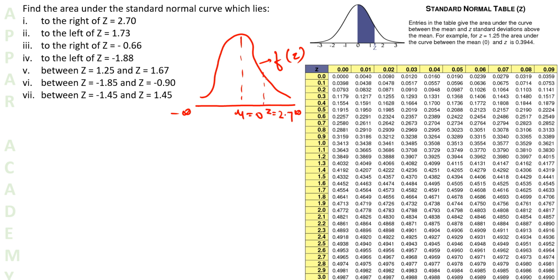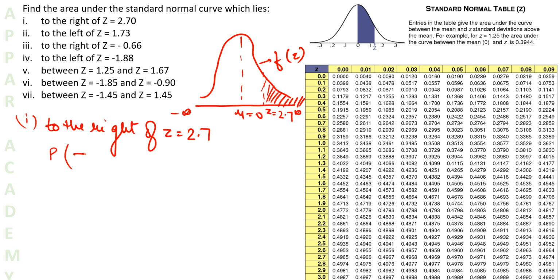We need towards the right, so we need this area, right? So let me write it. First part is to the right of z equal to 2.7. Marking this area, can we say this is nothing other than the probability that z is greater than 2.7? Right? Now we need to find it. How will we find it?